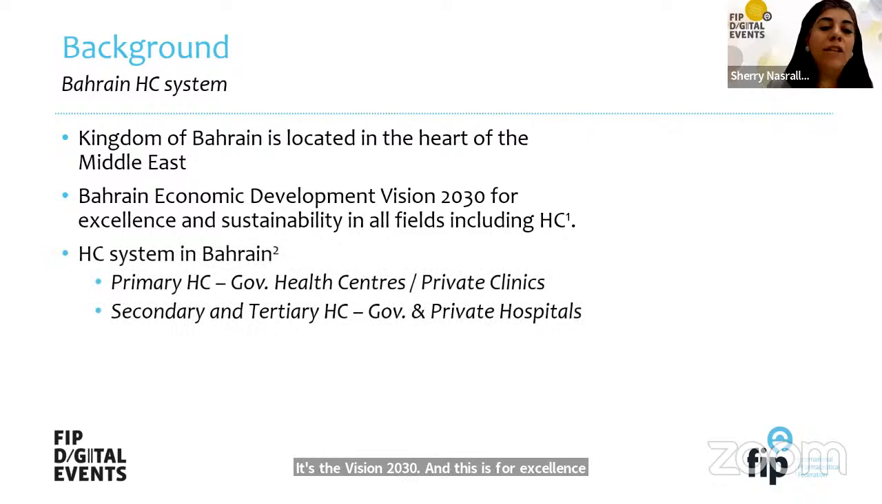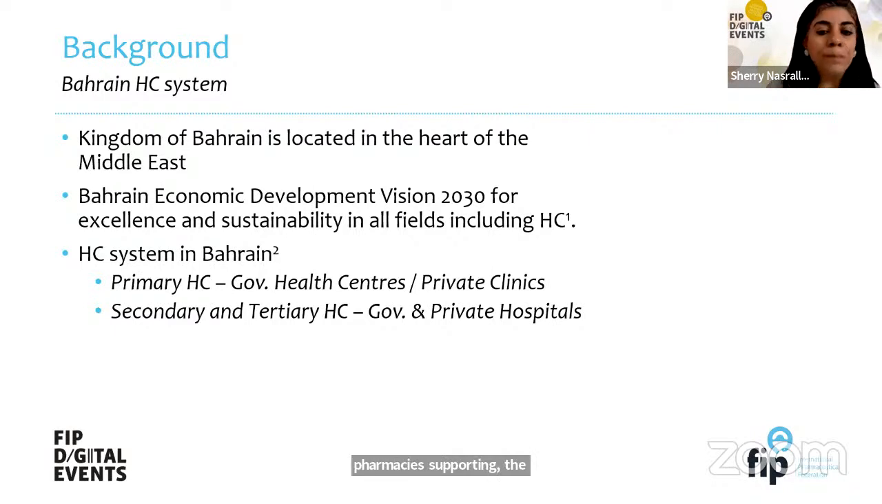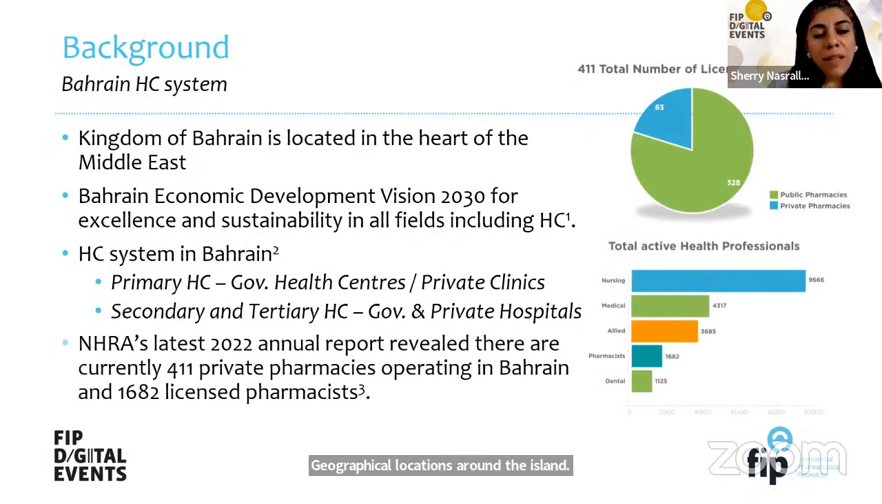If we focus on the healthcare system of Bahrain, we have primary healthcare services offered through governmental health centers, all of which have pharmacies supporting the healthcare process. We also have private clinics around Bahrain. Secondary and tertiary healthcare is done through governmental and private hospitals, also located in different geographical locations around the island. The healthcare facilities and personnel are controlled by the National Health Regulatory Authority.